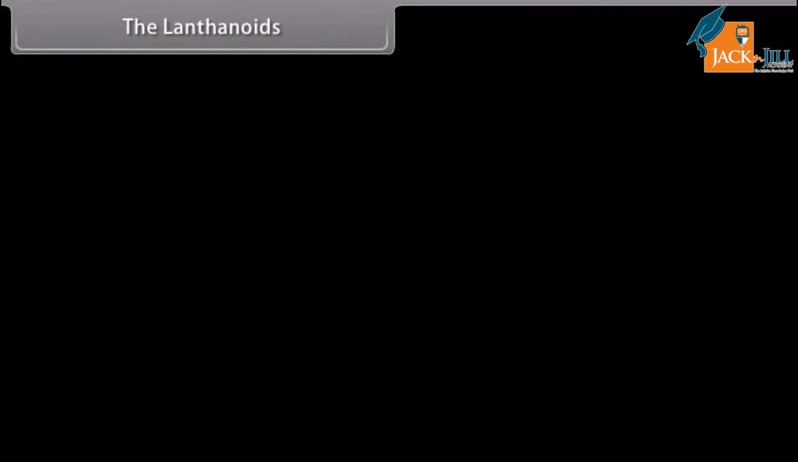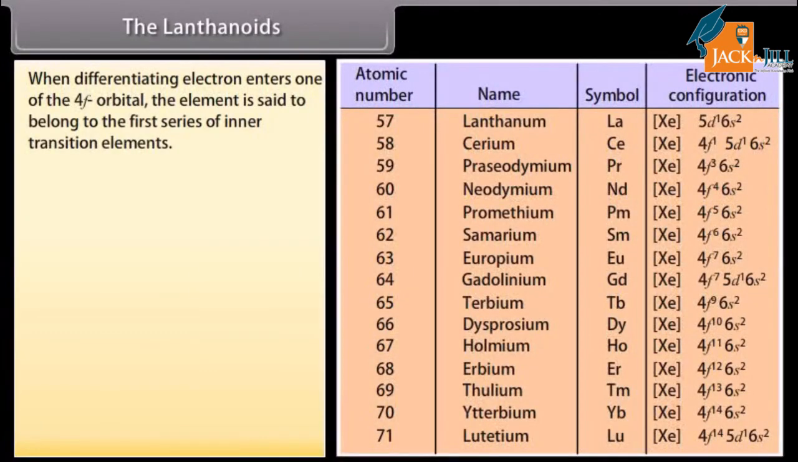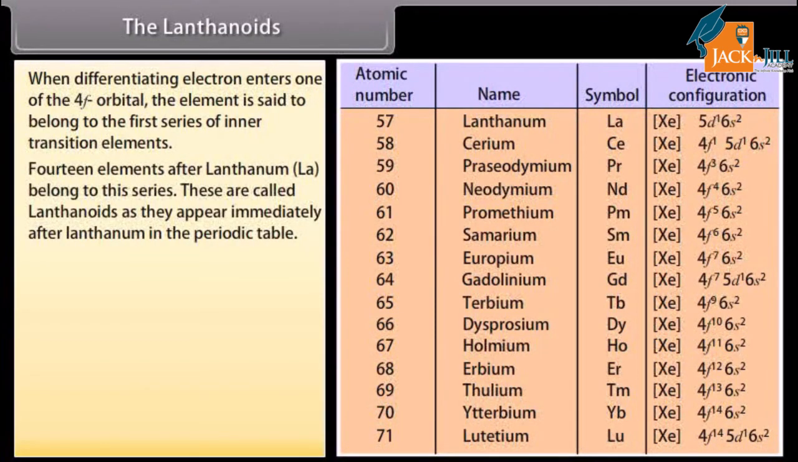The lanthanoids. When the differentiating electron enters one of the 4f orbitals, the element is said to belong to the first series of inner transition elements. The 14 elements after lanthanum belong to this series. These are called lanthanoids as they appear immediately after lanthanum in the periodic table.